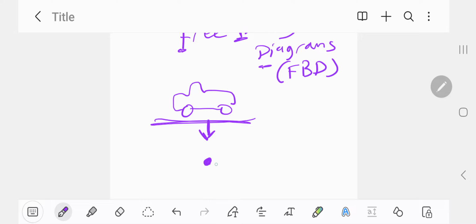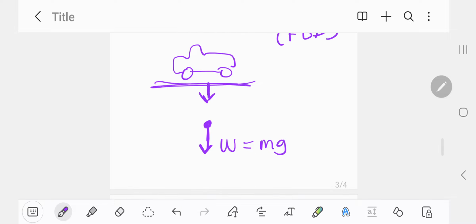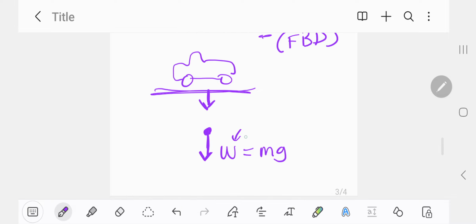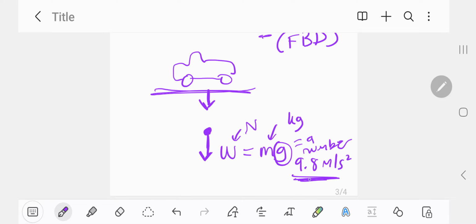The force acting down on it is the weight force, gravitational force. Weight, W, is mass times gravity, mg. Weight is measured in newtons, mass is measured in kilograms. g is a number. It's the acceleration due to gravity. It's 9.8 meters per second squared. In other words, g is just a, but for gravity. It's got the units of meters per second squared. It's called the acceleration due to gravity.